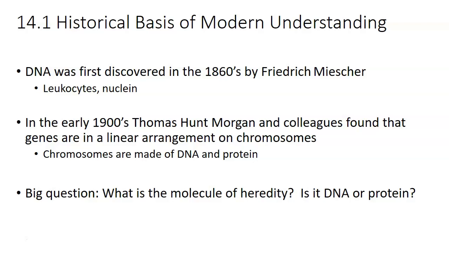And then in the early 1900s, Thomas Hunt Morgan's lab was doing some genetic studies, and what they found out is that genes are arranged in a linear order. So if you remember back when we did chapter 12, when we talked about chromosome mapping and how we can figure out the order based on recombination frequency, all of that came out of Morgan's lab. And so at that time, what Morgan's lab showed us is that chromosomes are made up of genes arranged in a linear fashion. And what we knew at that point was that chromosomes were made up of DNA and protein. But we didn't know which one was actually the genetic material. So that was the looming question of that day.